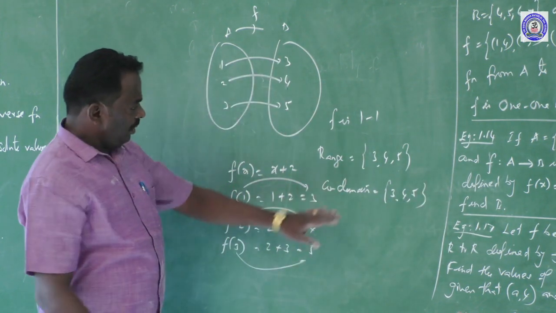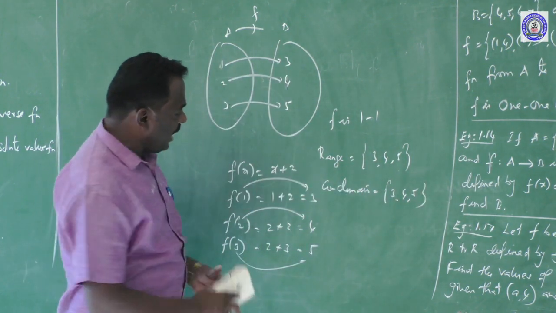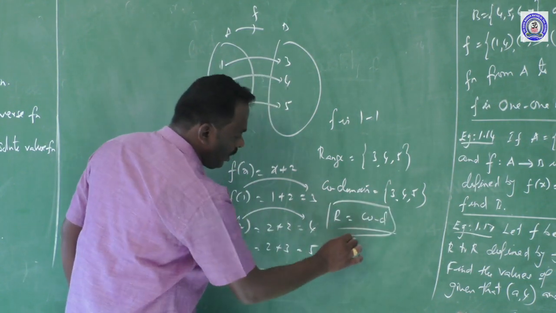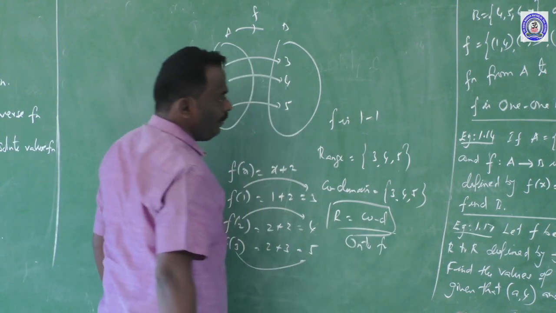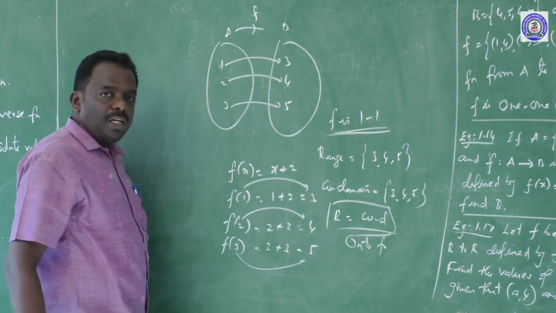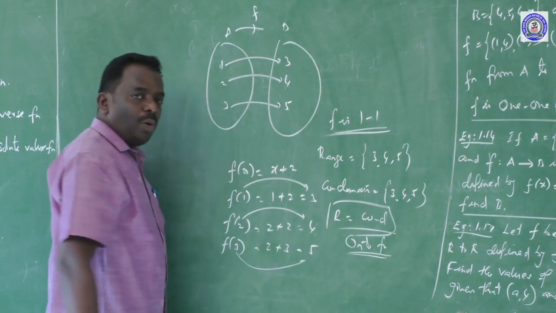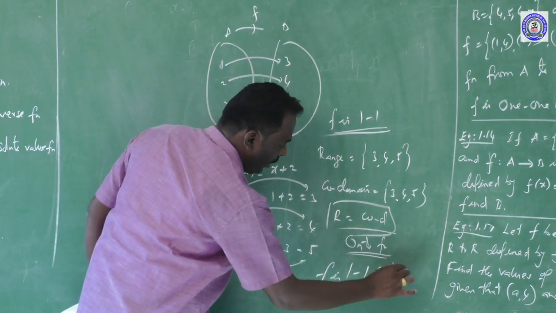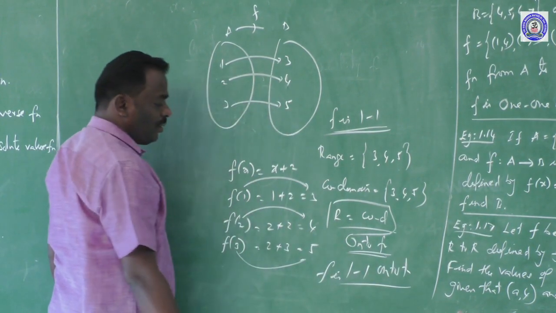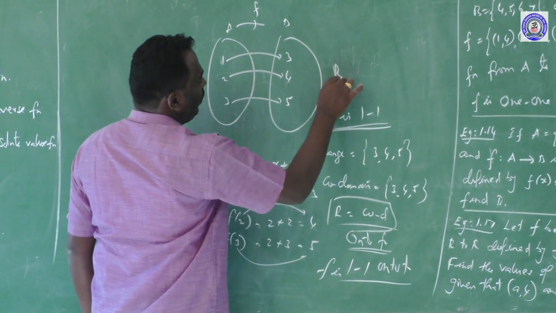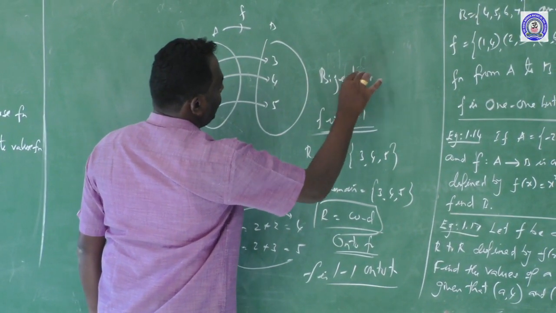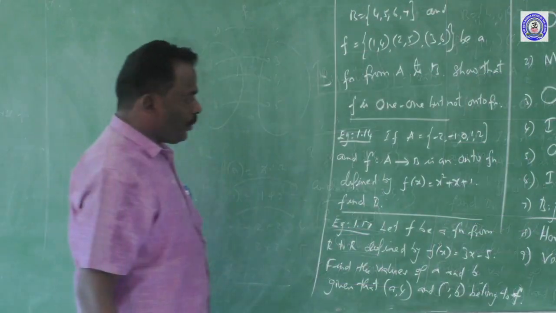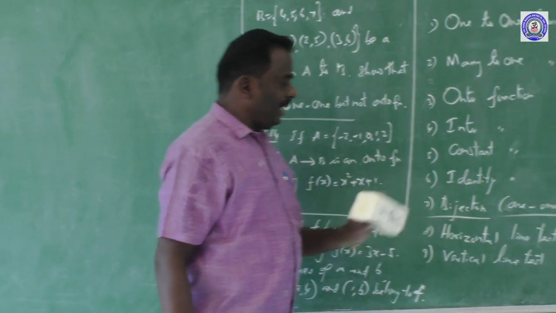Now look at this. Both the sets are the same, therefore the range is equal to the codomain. If the range is equal to the codomain, the function is called onto. We already know this function is one-to-one, and now we find it is also onto. Therefore, a function that is both one-to-one and onto is called a bijective function. A bijective function is defined by one-to-one and onto.